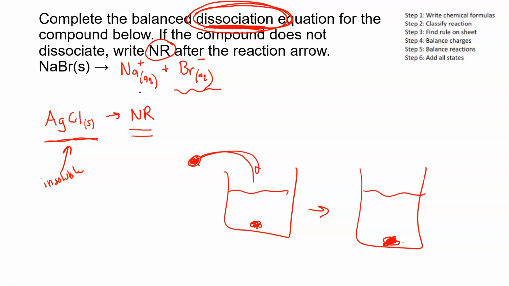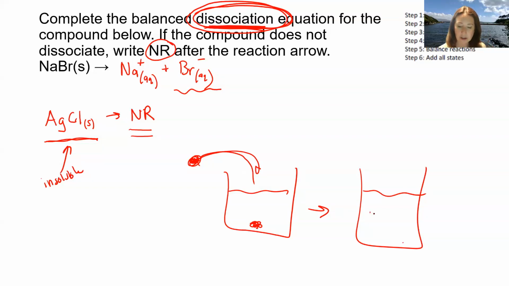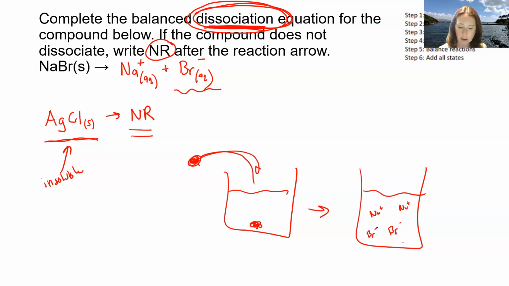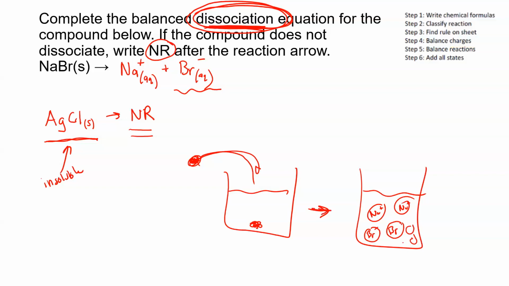Oh, so both of them would be aqueous then if it has dissociation? Yes, both of them. So we would have just Na pluses and Br minuses just bouncing around in the water. So just a bunch of these bouncing around in the water as ions over time. Thank you. You're welcome.